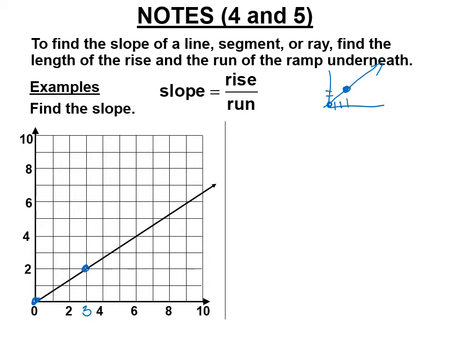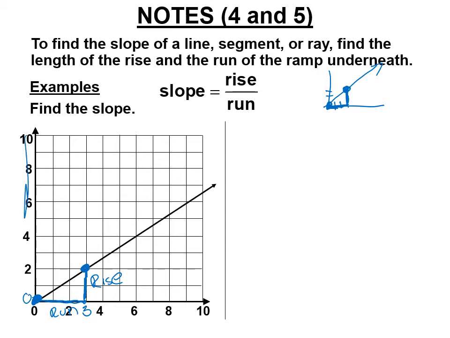Okay, so now we're going to draw a ramp underneath this ray. How do we do that? Start at 3, 2, and I want you to go straight down. And when you get even with the last point that I made, you go straight over to it. And when you've done that, you should have made a right triangle, right? You go straight down till you're even with the last point, which in this case is 0, 0, and you've got a right triangle. Now I want you to find the rise and the run of that right triangle.